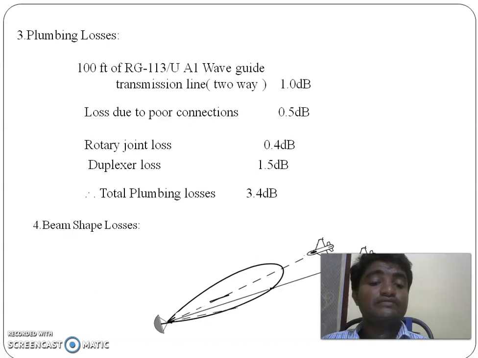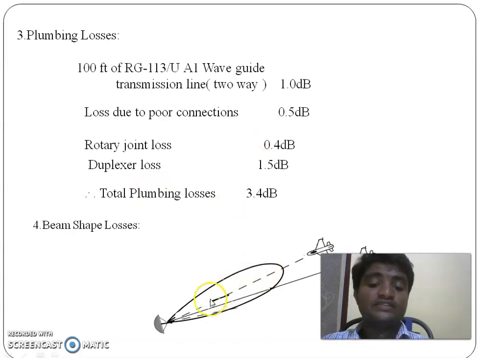And next one is beam shape loss. In the radar equation, we know Rmax equals (P T G sigma A E by 4 pi whole squared S minimum) whole power 1 by 4. Here the antenna gain G is taken as a constant, but in practice the antenna beam shape is not constant. That means the returned echo pulses are amplitude modulated by the beam shape.